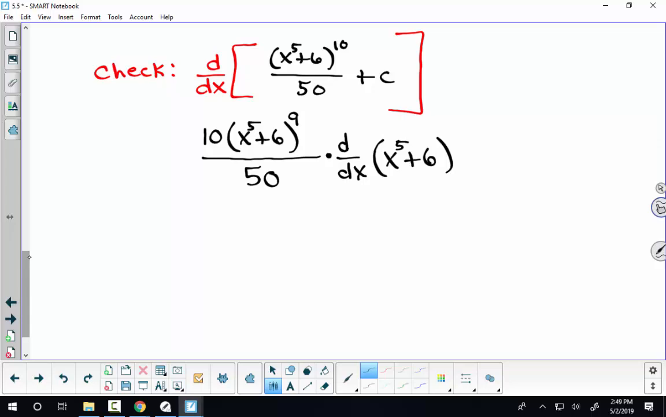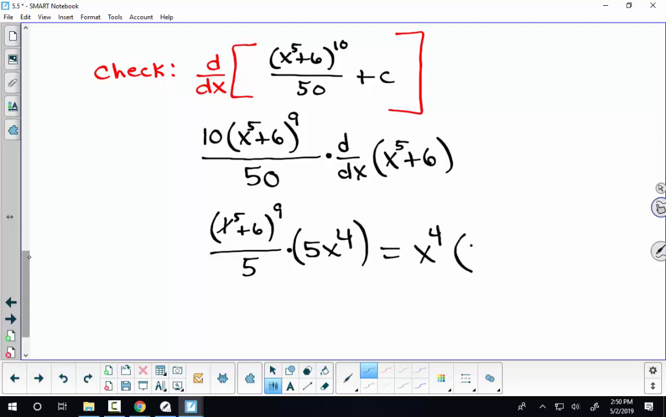So this is 1/5, or (x^5 + 6)^9 over 5, times the derivative of x^5 + 6, which is 5x^4. The 5's divide out. We just have x^4 times (x^5 + 6)^9. And then we see that's the function we started with in front of the integral.